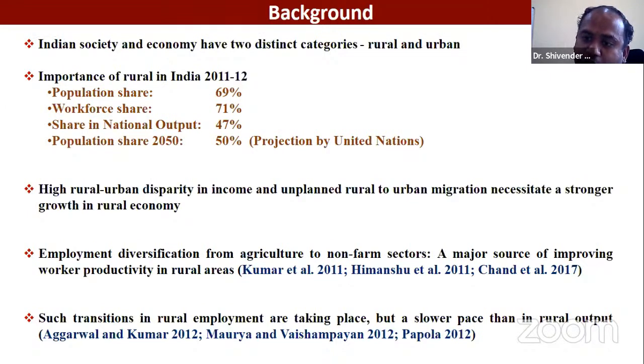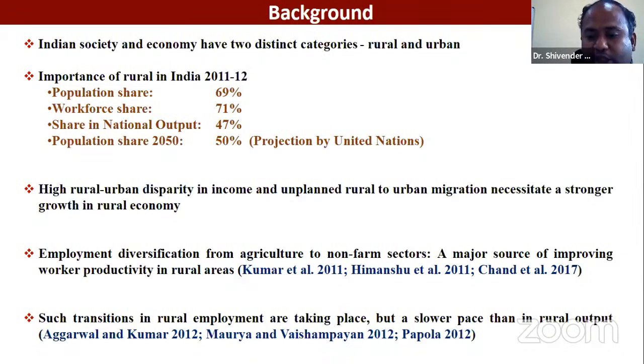In fact, we'll be discussing that in the next 1 month, sorry, 1 hour, and we'll see it has some definite implications. And what are those implications? When we say employment diversification is a must, it does not mean it is not taking place. Most of the studies say that such a transition is taking place, but employment diversification is slower. It is taking place, but at a slow speed as compared to the transitions in rural output.